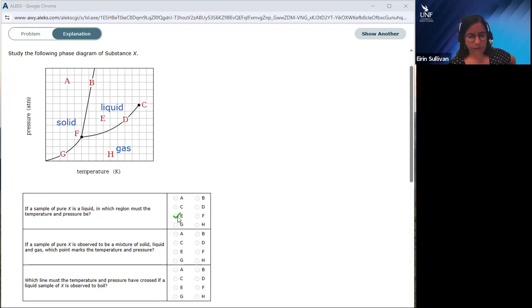If a sample of pure X is a mixture of solid, liquid, and gas, what point marks the temperature and pressure? So that is talking about the triple point here, which is point F as labeled on this diagram. Finally, which line must the temperature and pressure have crossed if a liquid sample is observed to boil? So if you keep increasing the temperature of a liquid and then you boil, you're crossing the liquid-gas phase interface, which is labeled D on this diagram. Okay, so hopefully that helps you guys with interpreting how to answer these kinds of questions.